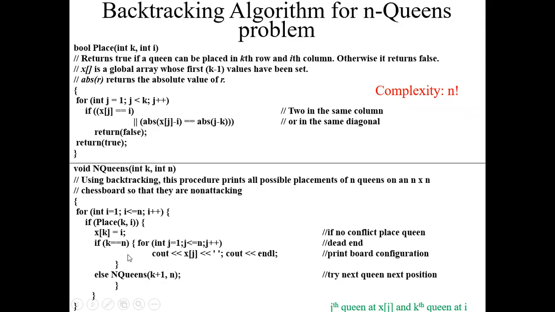Doing this repeatedly, if we have reached k equal to n, that means all the queens have been placed and we'll display the positionings in this particular vector. Otherwise, if we have not checked for all the queens, I'll recursively check for the next queen, that is k plus 1, till we reach n queens. Okay, this much portion is understood?